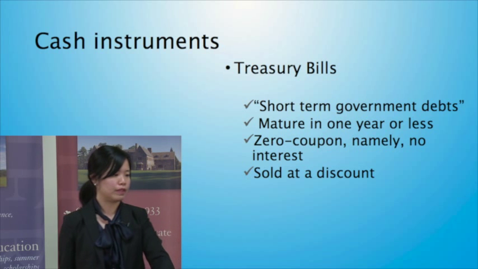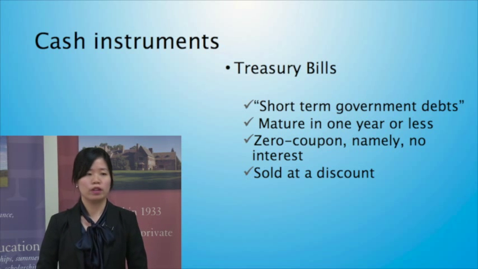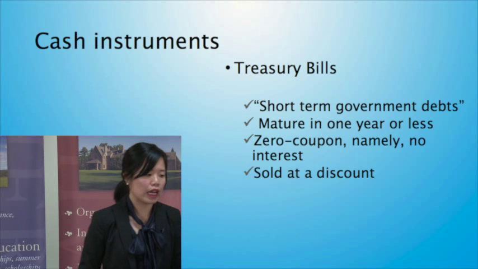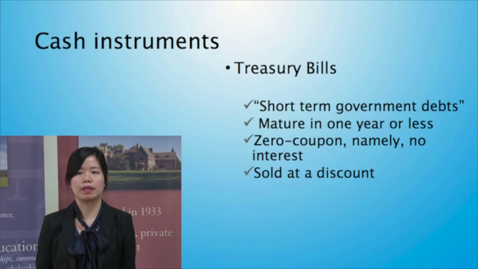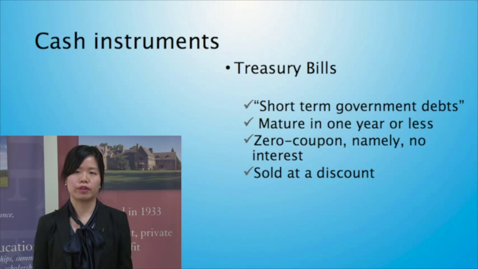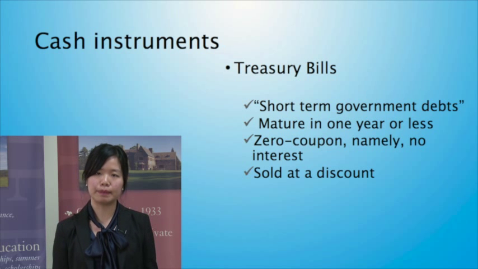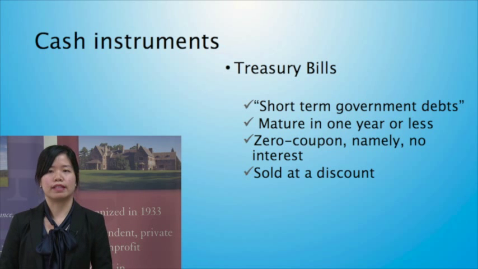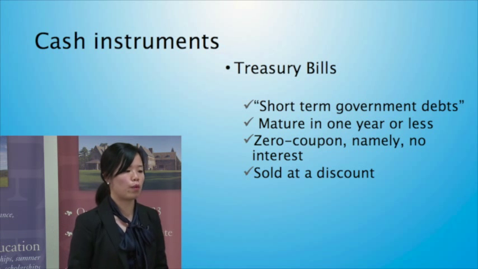And the next one is Treasury Bill. Treasury Bill is the short-term government bond. Commercial paper is the short-term debt from the companies, but Treasury Bill is the short-term government debt. So this is the way the US government is financing itself for short-term debt. And usually the maturities is less than 1 year because it's short-term.